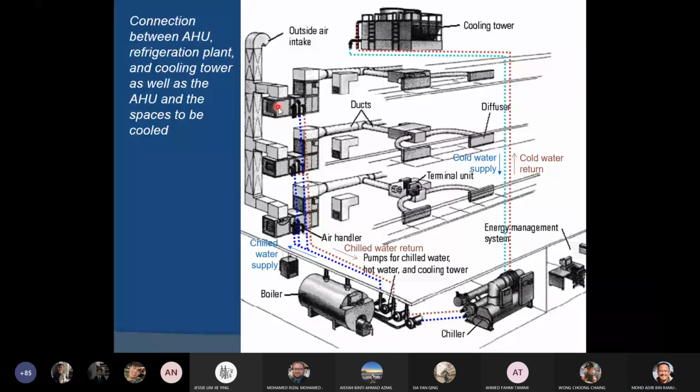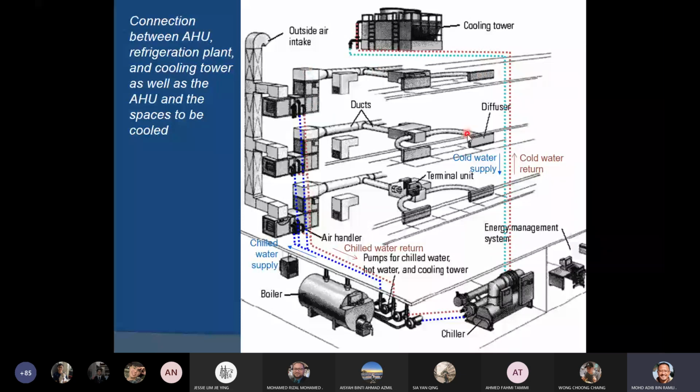It gets filtered. And at the same time, some of the indoor air is recycled, right? Some of the indoor air is recycled, and then it gets mixed up in the AHU, and then it passes through the cooling coil, right? The chilled water pipes inside the AHU cool it, and there's another blower that blows the cool air into the spaces through the diffuser, right?